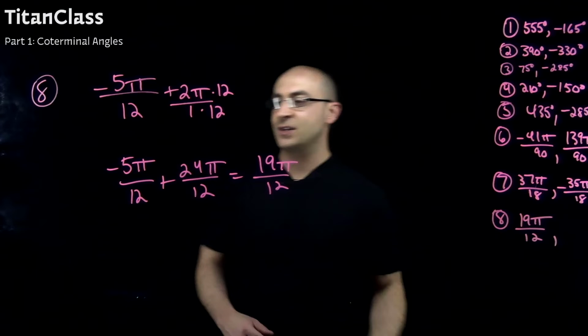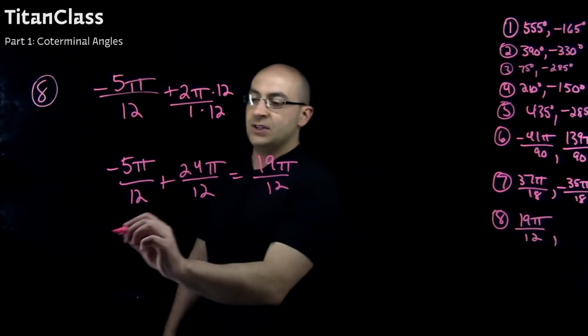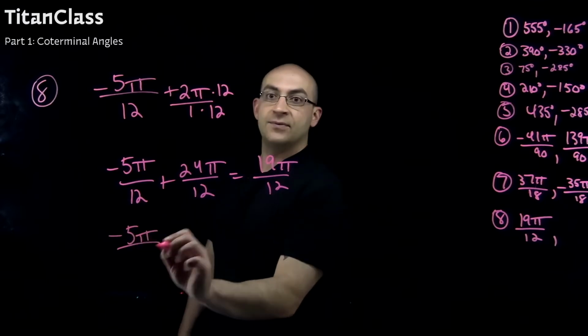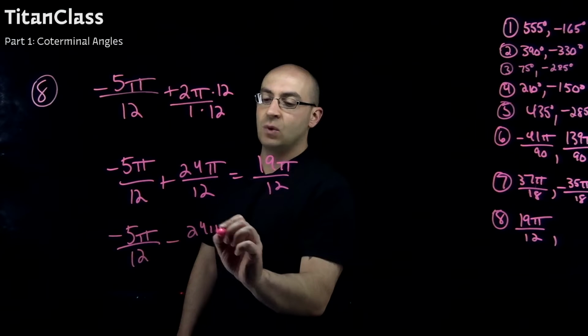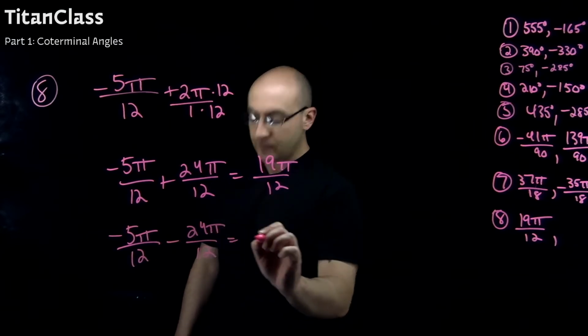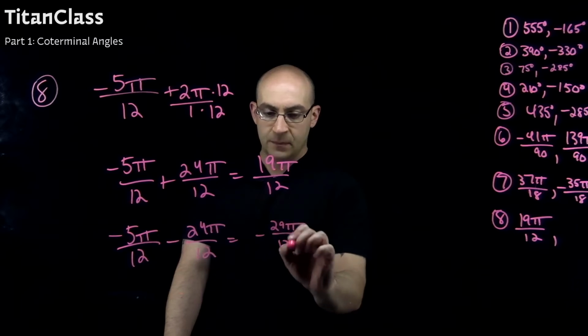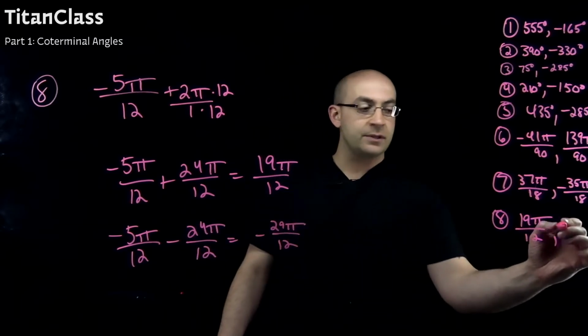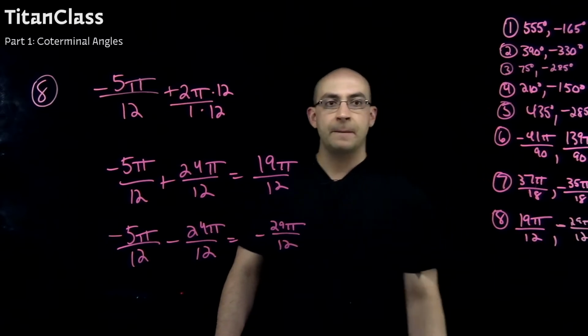That's the positive version. Now, I'm getting more positive, right? So let's subtract one full revolution from that. So negative 5 pi over 12 minus 24 pi over 12. And that's going to give me negative 29 pi over 12. So that's my negative version, negative 29 pi over 12. That's a negative sign, okay?